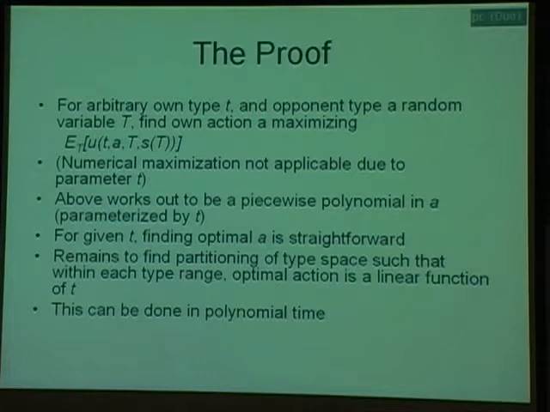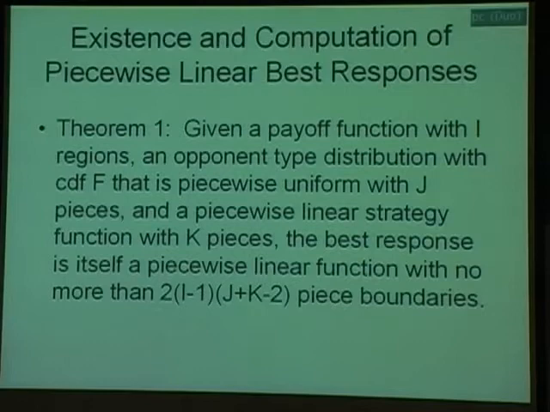So in the complete information case, you could then apply any kind of numerical maximization technique and get your best action. But here we end up with this nasty expression involving t. But it turns out that the optimal action is always linear in t in any t neighborhood. So if we partition the type space in the right way, we end up being able to express the optimal action as such and such linear function of t if t is in such and such range, and such other linear function of t if t is in some other range. In other words, the best response strategy is piecewise linear, and it looks like this.